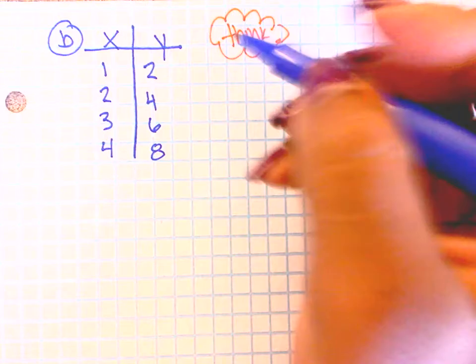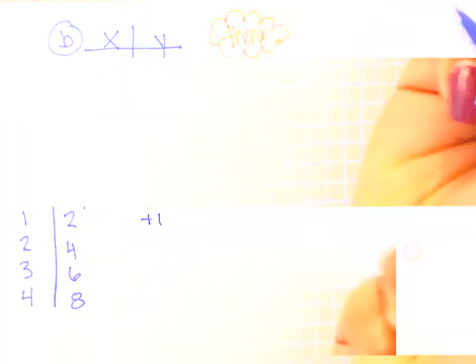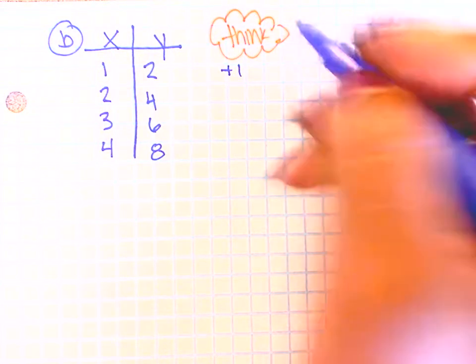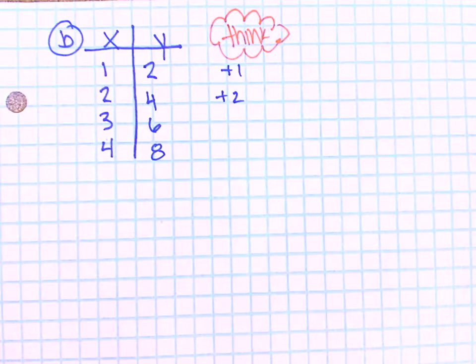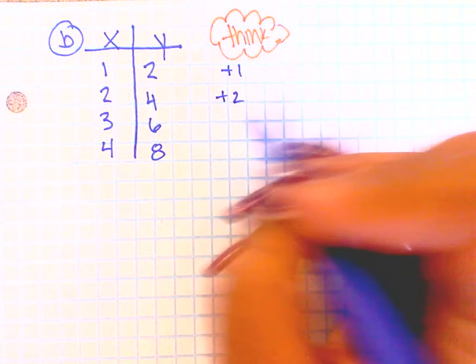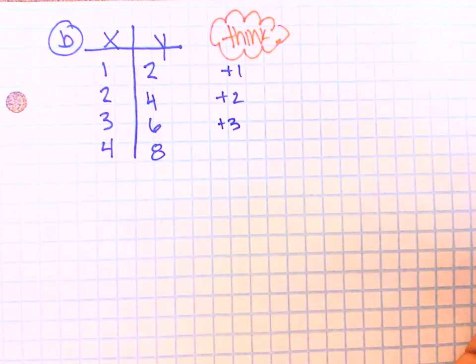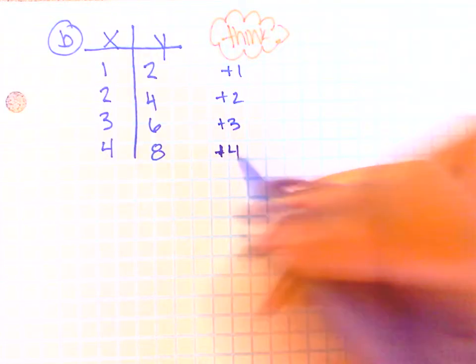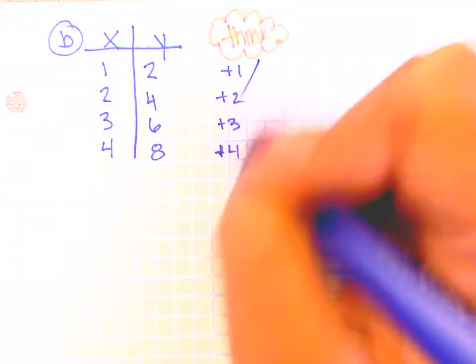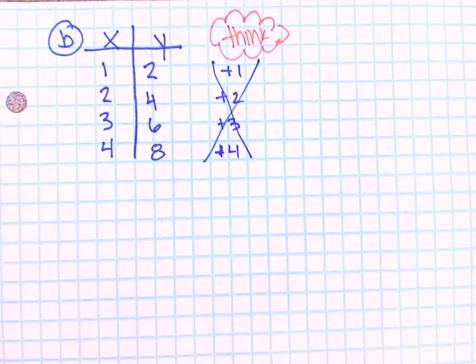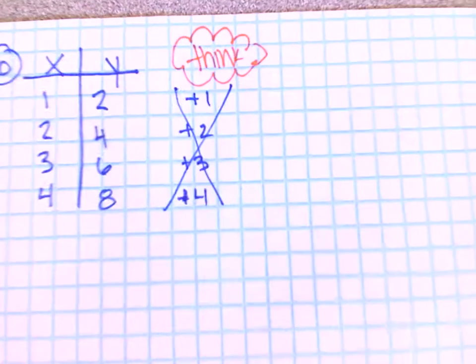Let me think. Okay, well, 1 plus 1 is 2. 2 plus 1 isn't 4. 2 plus 2 is 4. 3 plus 3 is 6. 4 plus 4 is 8. That's not going to make sense because my rule can't be to add 1 every time. So that's not going to work. That doesn't work.